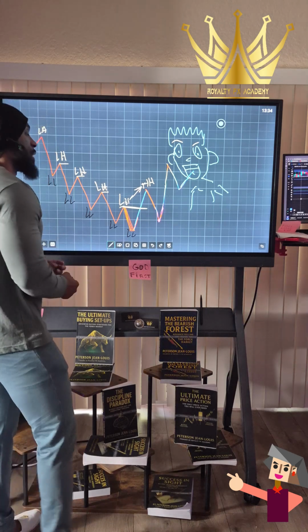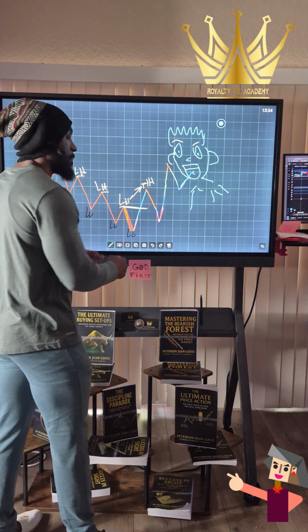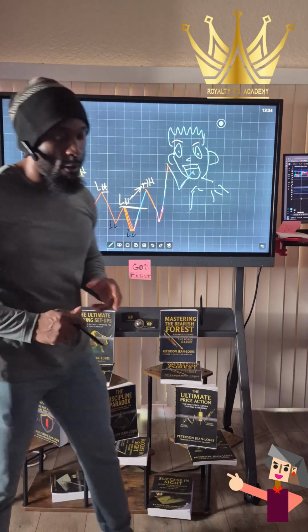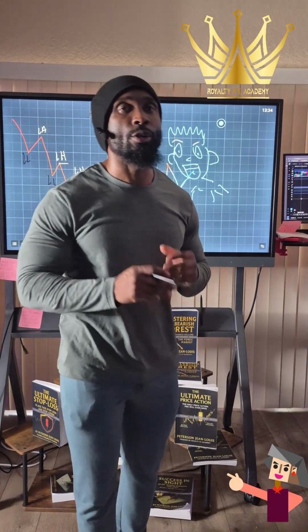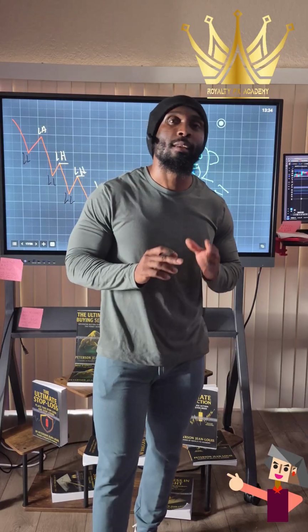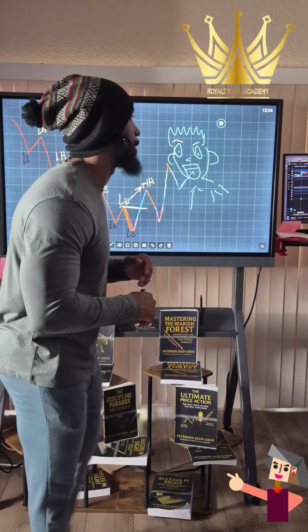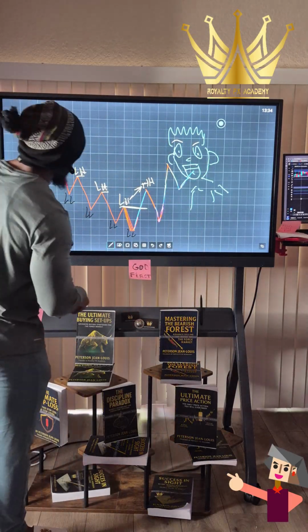So, note to self, right? If you are in a bullish trend, you look to buy at the high low. Okay, the high low is the retracement point. What do I mean by that?